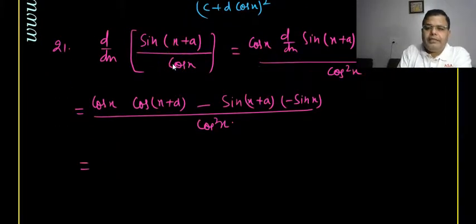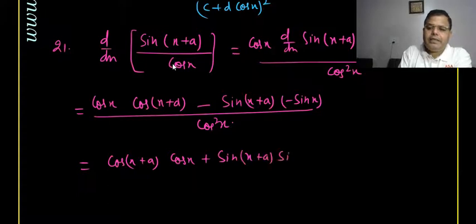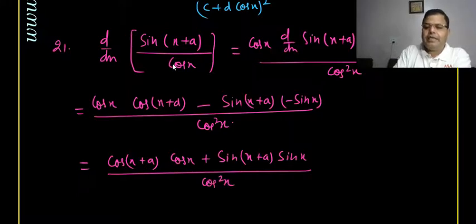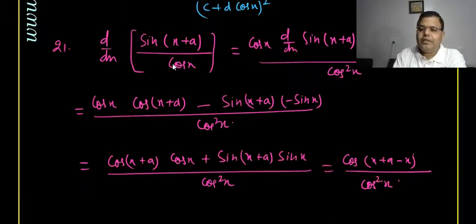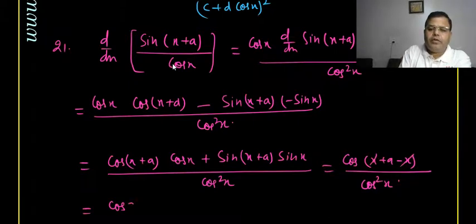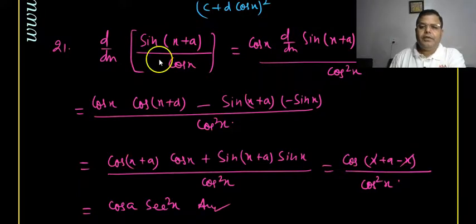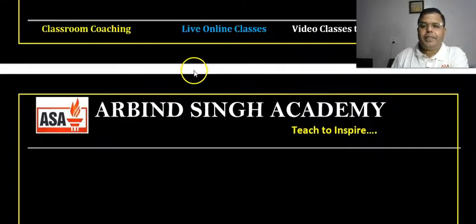So it will be nothing else but minus minus plus, cos x cos(x plus a) plus sin x sin(x plus a), divided by cos square x. This is cos a cos b plus sin a sin b, which is cos(a minus b). So this is cos(x plus a minus x), divided by cos square x. So x and x cancel, and what is left? Cos a, and this cos square x in the denominator will be sin square x. That will be the answer. So you can deal with it this way. I hope you are getting all these points, isn't it?